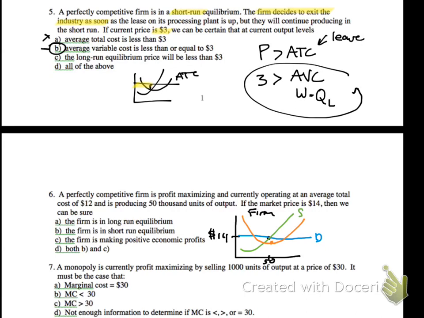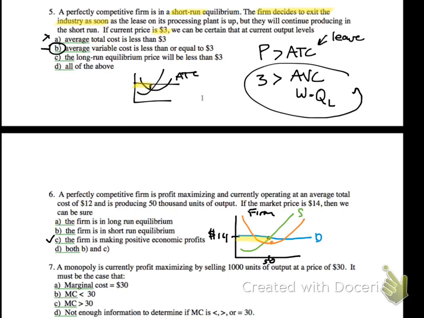So we know that when the average total cost is below the demand curve, the firm will be making profits. So that would be this region here. They'd be making profits. So it's definitely C. But now we've got to see if it's B as well.